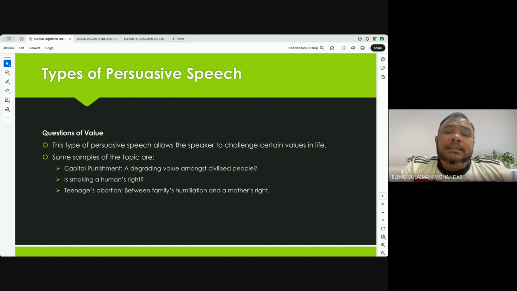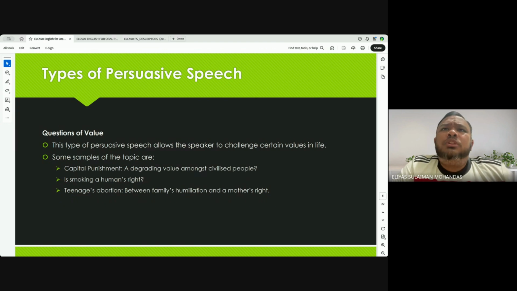Or another question of value topic is smoking. Is smoking a human right? I still remember a long time ago when they decided that you can no longer smoke at a restaurant, you can no longer smoke in public areas, and in open areas, even enclosed areas also not allowed, they said. And then some people believe that, hey, this is our right. It's up to us if we want to smoke.